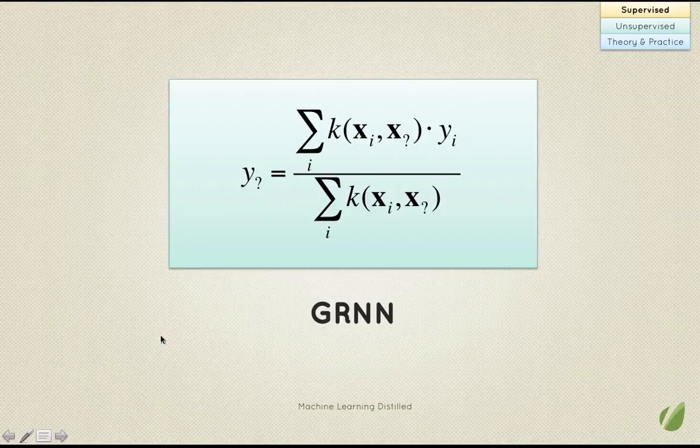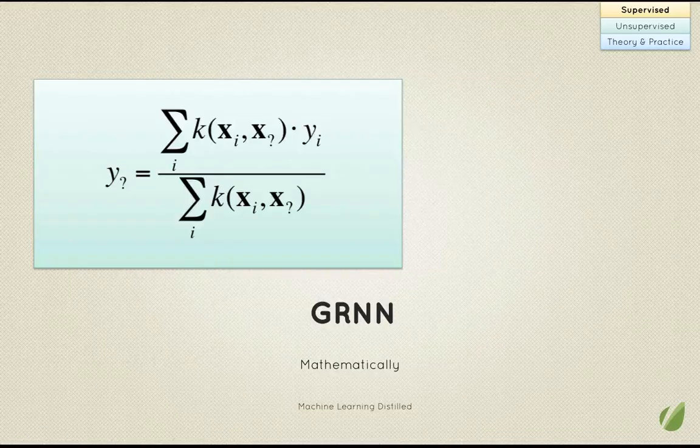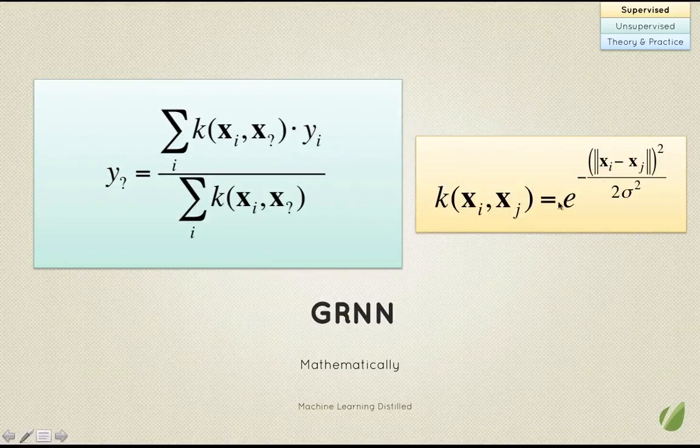So this is the mathematical formula for the GRNN. On the top, we're summing up the product of the similarity strength and the output. On the bottom, we're summing up all of the similarity strengths. And recall that what's inside that kernel is this formula, which we often call a Gaussian curve.